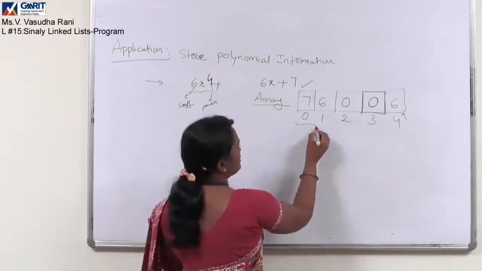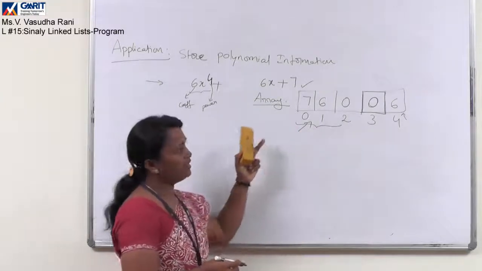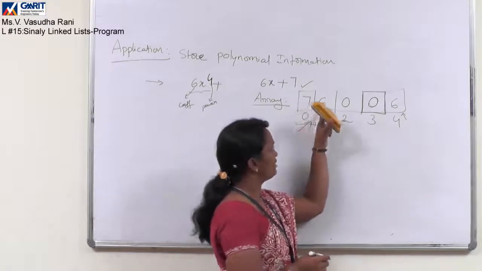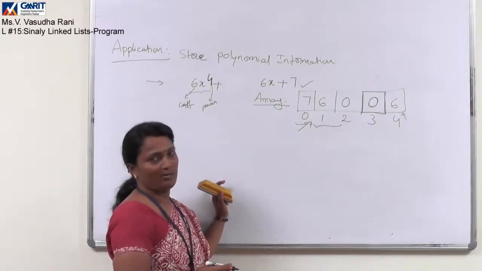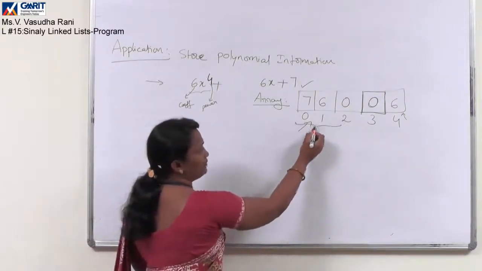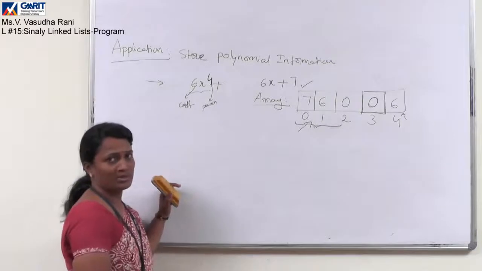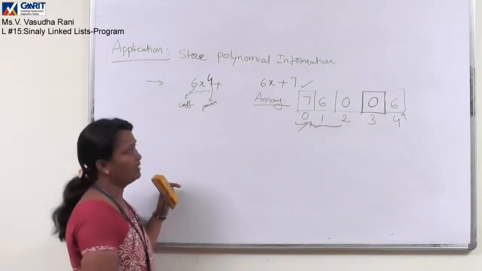So if you see the effective use of this array, we actually have only 3 values to store, 7, 6 and 6, but memory is allocated for 5 elements. This is not an effective method for storing polynomial information in memory, because it costs more unnecessarily.